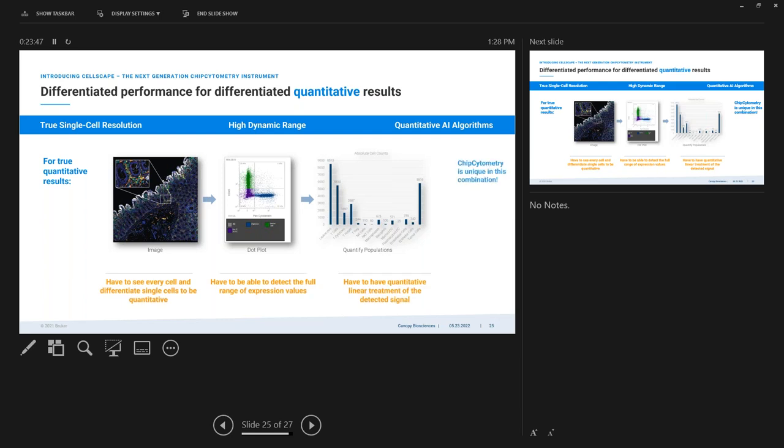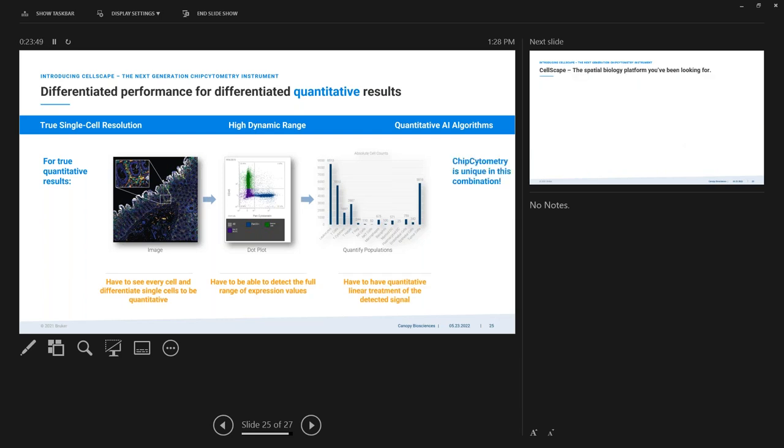So I know I've gone through this relatively quickly. I want to make sure we have a little bit of time to address any questions you might have. But to summarize the platform here, what ChipCytometry is all about is not being tied to any particular chemistry. It's a hardware platform which is optimized for collecting these types of data for differentiated performance.